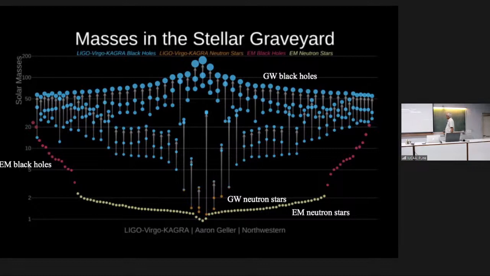So you see that here, these are electromagnetic neutron stars, EM neutron stars. What do you mean by that? It means that they have been discovered through electromagnetic means. You see that there are thousands of pulsars. Each one of those pulsars is a neutron star. Here you know the masses, and you see that the masses are down here. And then the gravitational wave neutron stars are here.